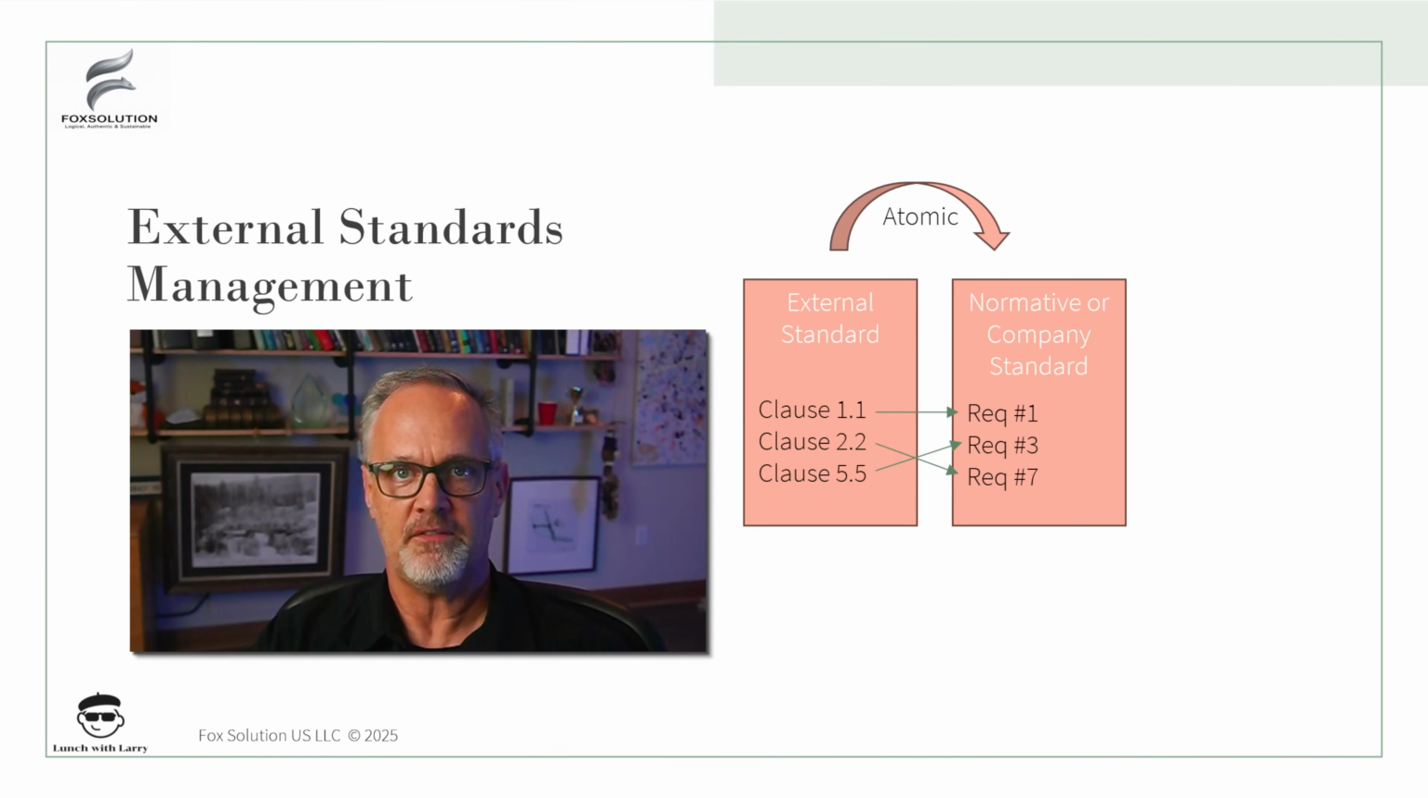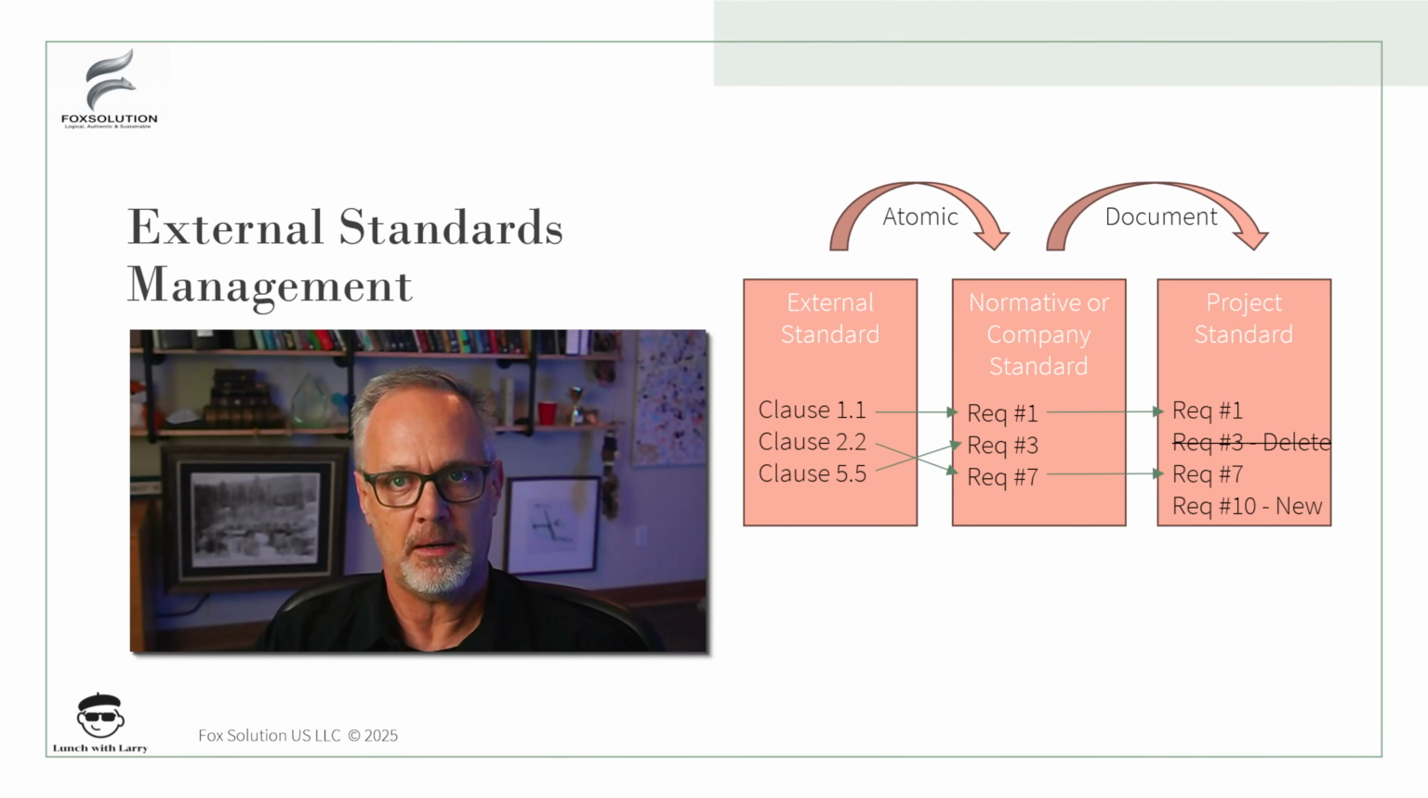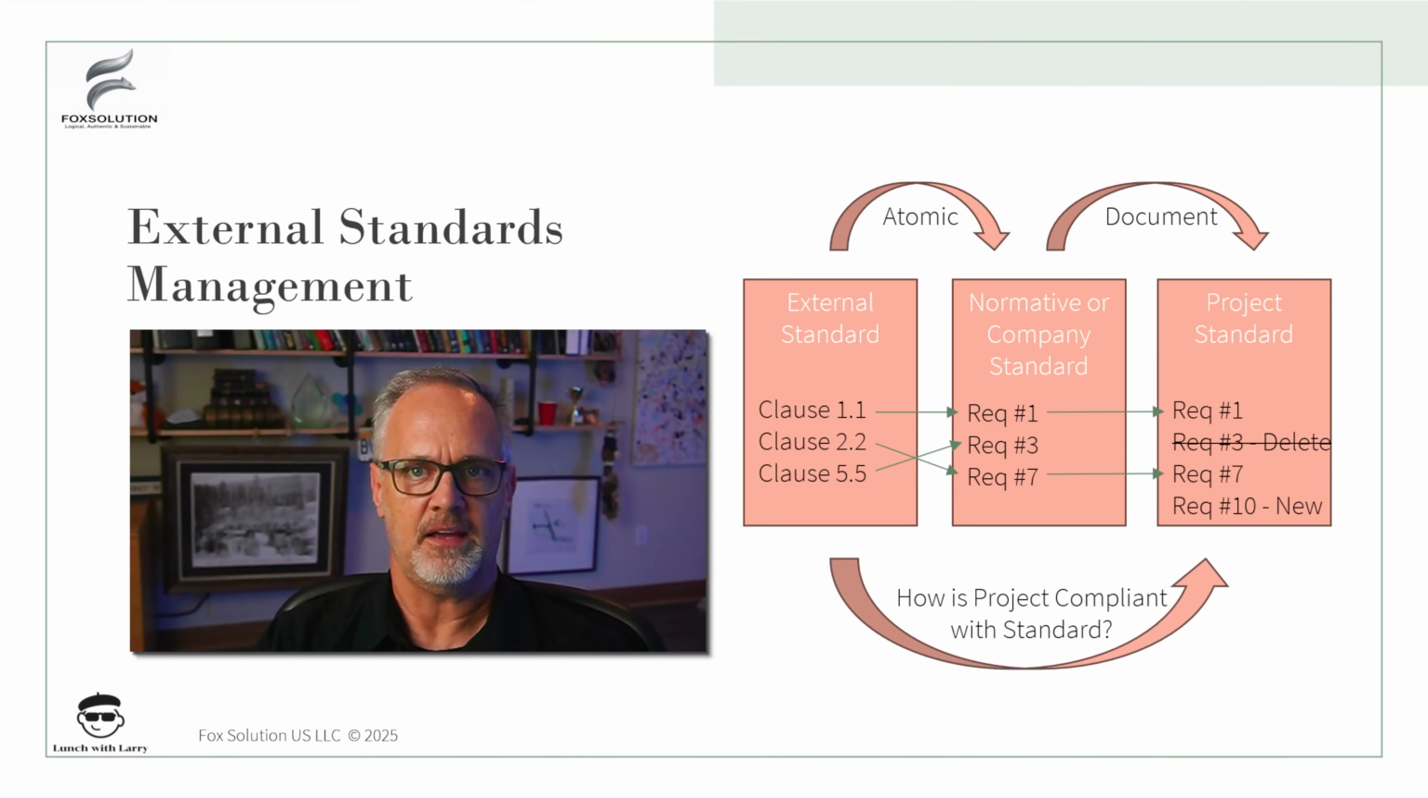And so once we have this atomic traceability from the clause to the requirement in the normative standard, what we do is we share that normative standard down to the project. And then all the requirements for that product type come with the document. And then if we want to delete some or add some new ones, we can do that as part of the project level standard. And the beautiful thing is then I have this 2-level traceability.